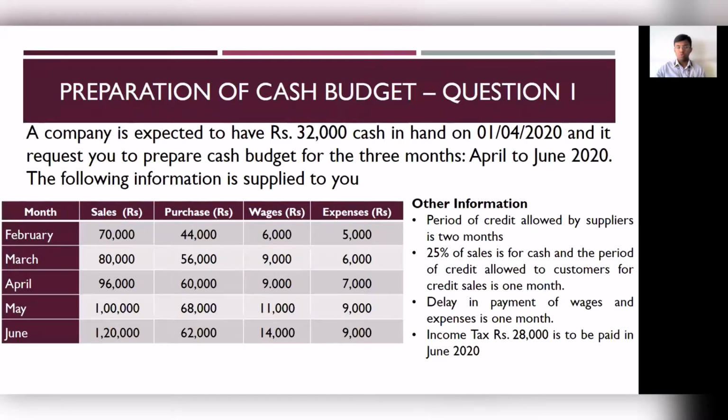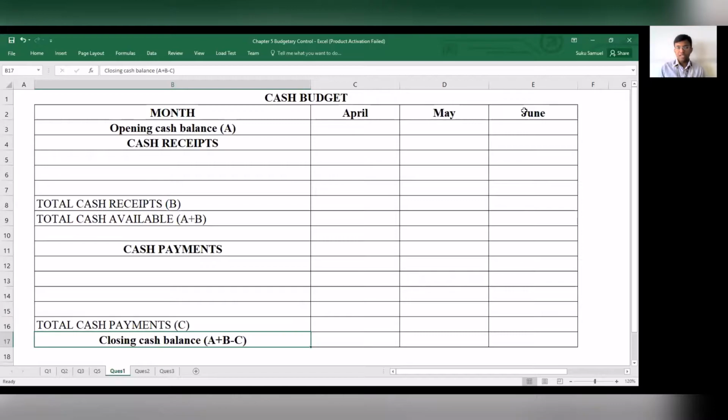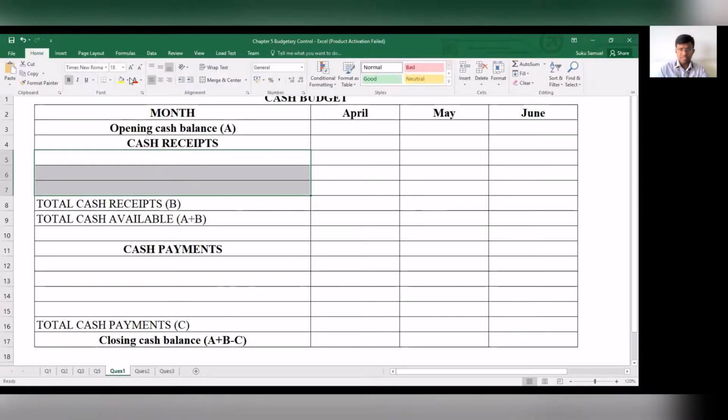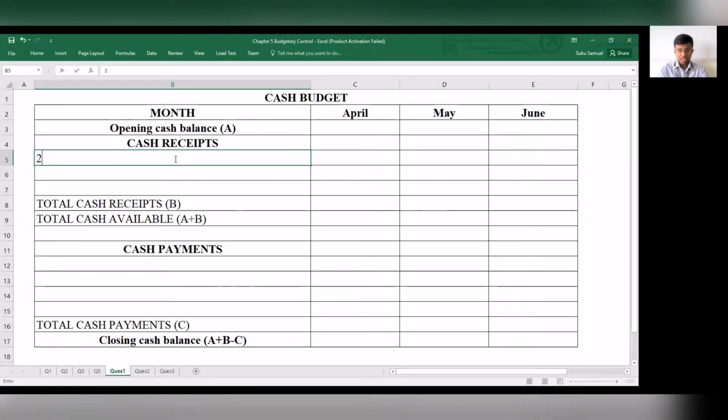So now let's go about with the preparation of cash budget for this particular question. Now that we have the format of the cash budget ready, let's go about filling in. As a thumb rule, always remember, it is always advisable for you to fill out the headers of the particulars at first, and then you go about with the preparation of the cash budget. Now let's go back to the question and see what are the transactions that result in the cash receipts. At first we have sale. Sale is a transaction that results in cash receipt.